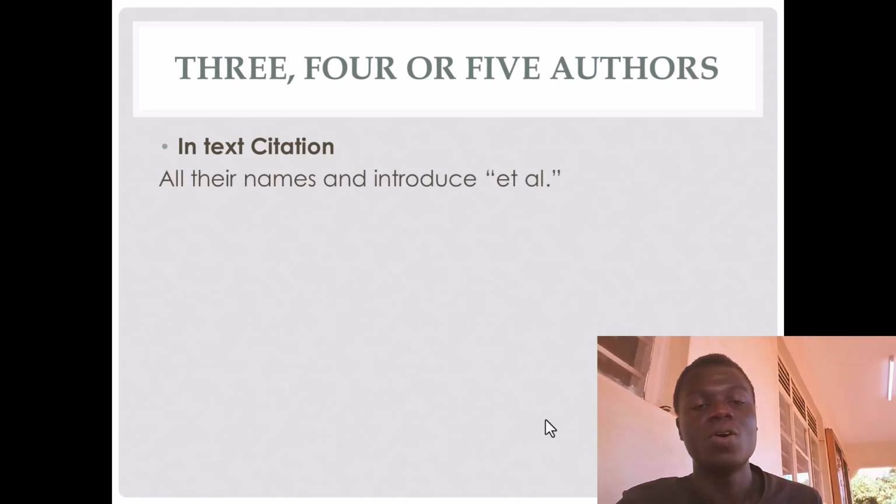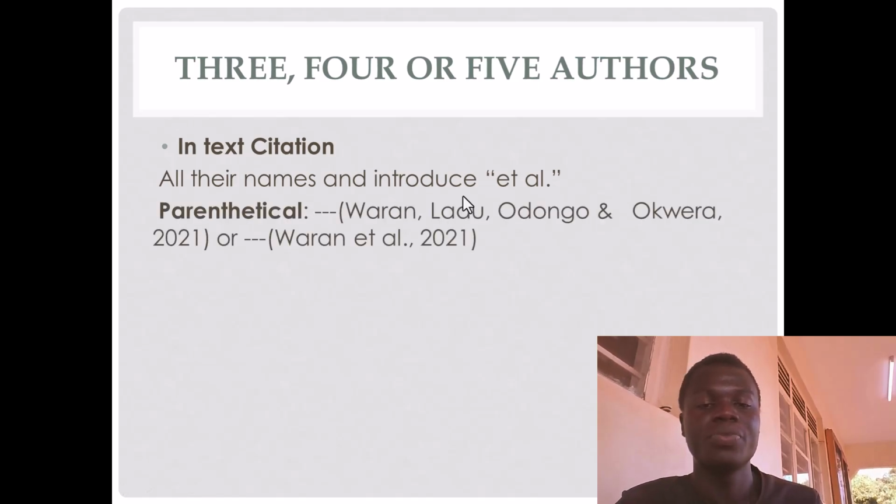You need to include all the authors' names, and then in subsequent citations you introduce a shortened form. For parenthetical, you can include all the authors' names, Waran, Laru, Odongo, and Opera. The last one you need to separate with the ampersand sign, and you put the year of publication, or else you can choose to use this other option.